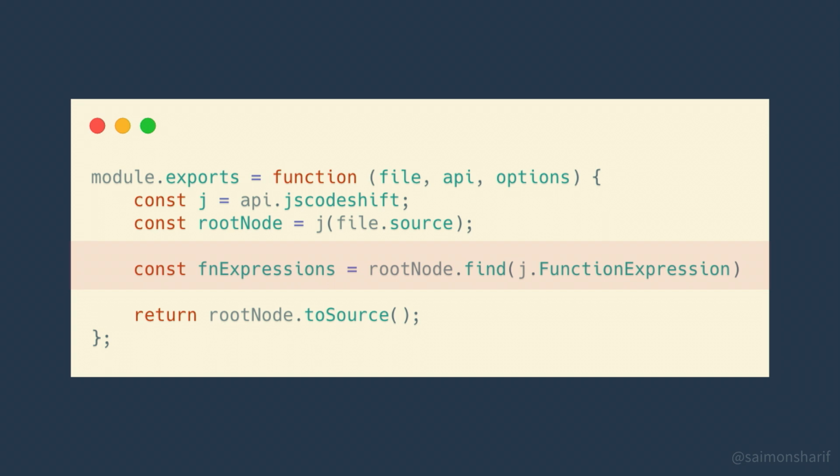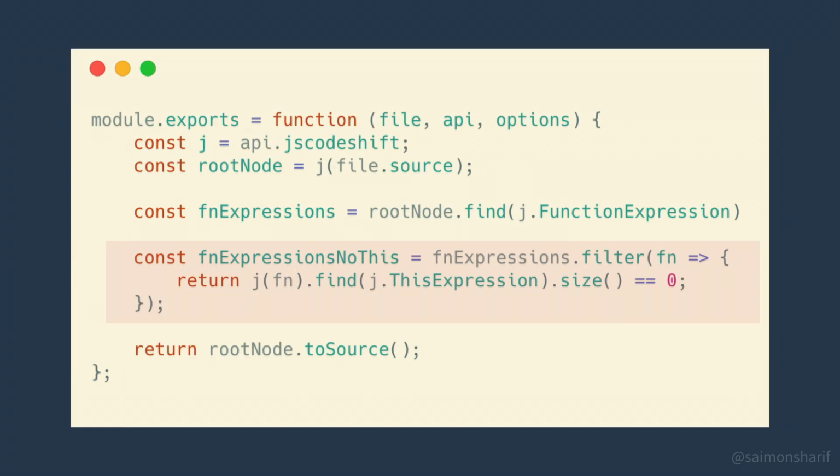So we're going to find all the matching nodes that are function expressions, and we'll access them through this fn expressions variable. This is a collection of path objects. And once we have that collection, we can start to write logic against it. So here, we're avoiding all the function expressions that have the this keyword. We don't want to break any of our code from before.